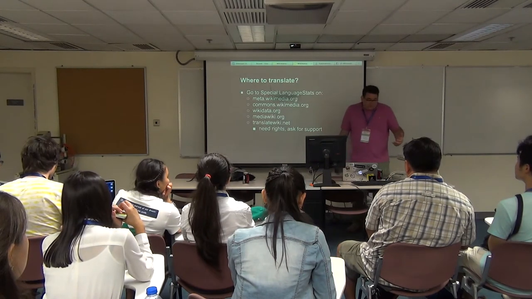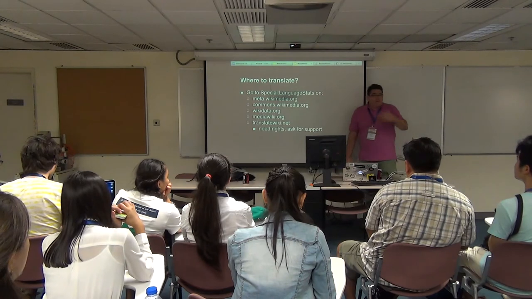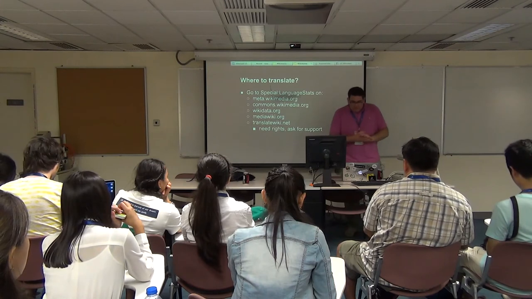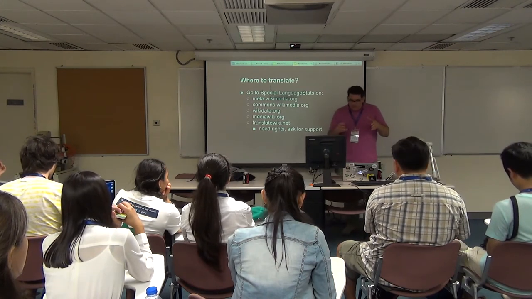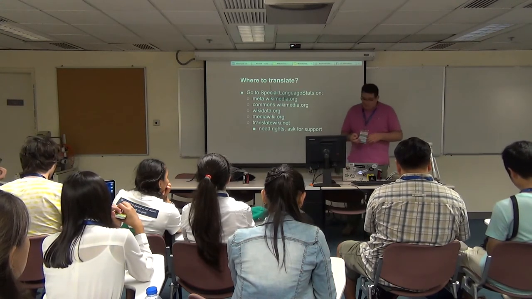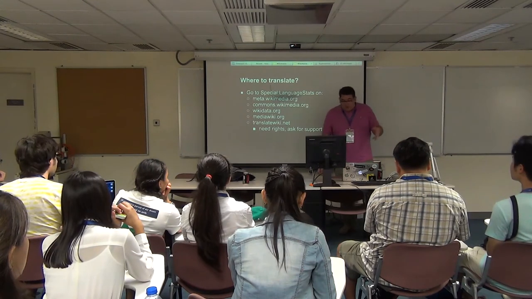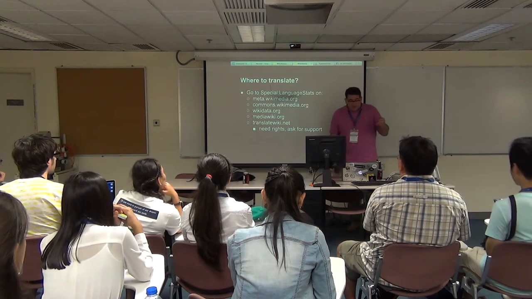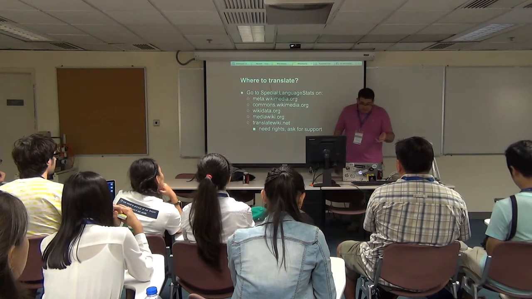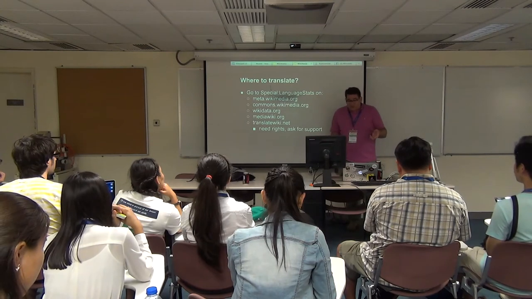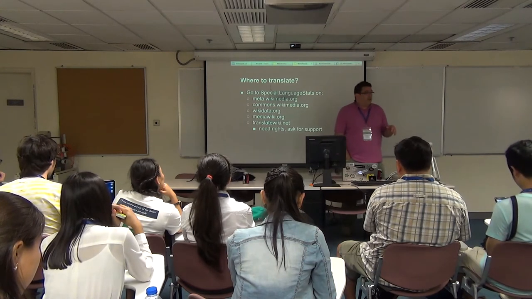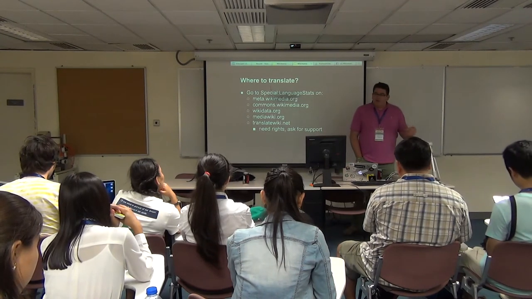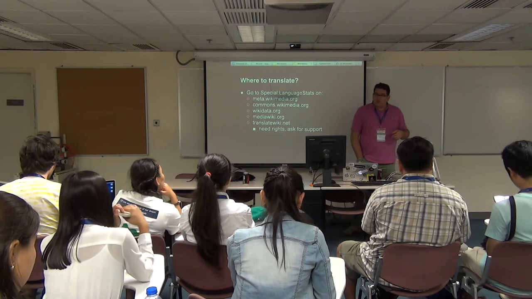So this is basically where the one-to-many communication ends. Where to translate? Well, you can go to the wiki page Special:LanguageStats, and you can do that on meta.wikimedia.org, on Commons, on wikidata.org, and on mediawiki.org, or translatewiki.net. If you haven't been to translatewiki.net yet, ask one of the people that can help you to go through the account creation process as soon as possible.